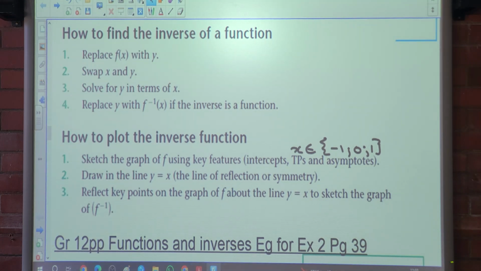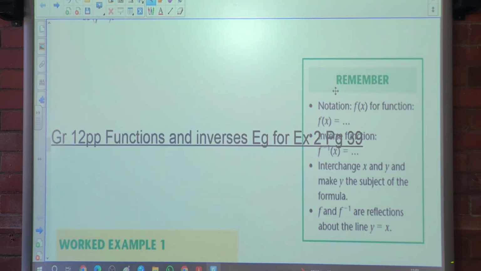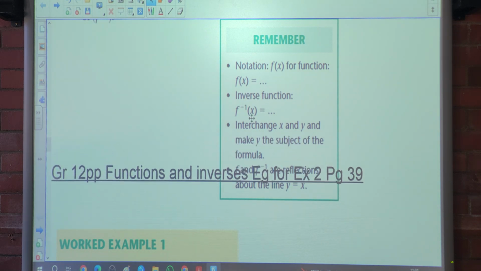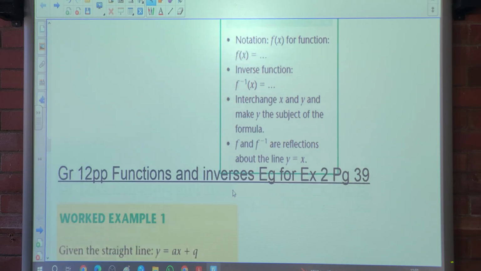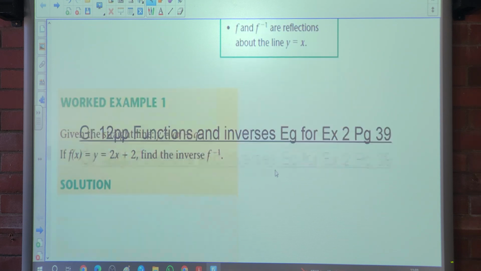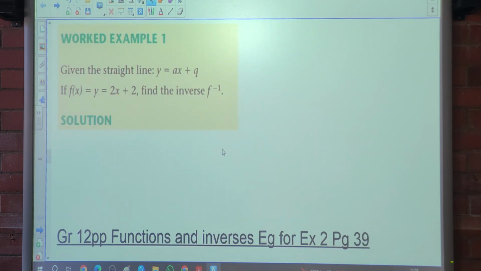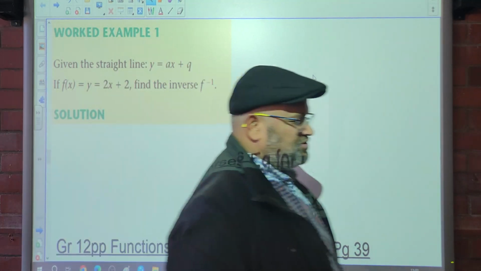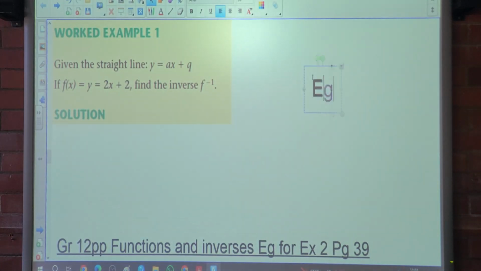Okay, so let's look at the examples. We are told to remember the notation f of x for the function f of x is equal to, the inverse is f to the minus 1 of x, interchange x and y to make y the subject of the formula, and f to the minus 1 is the reflection about the line y is equal to x. This is worked example 1. Example 1 is on page 37.